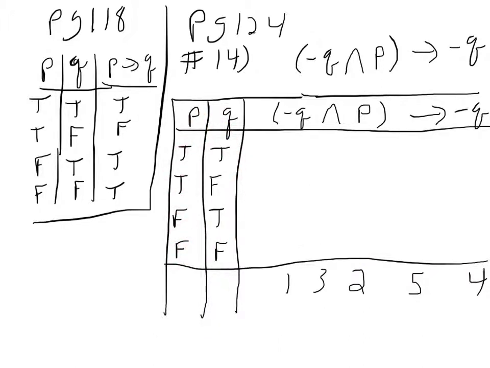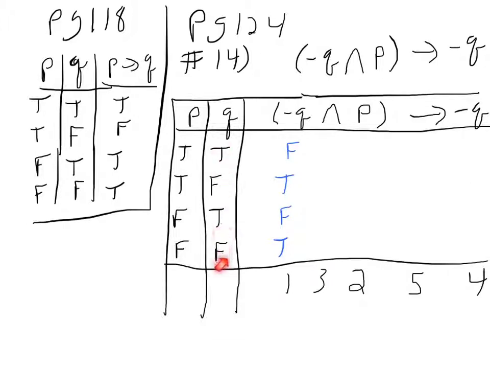And now, let's see, I'm going to do this column first, this column second, third, this column fourth, and then finally the answer. So I'm going to do this column first. Well, here's Q, and this is not Q. So they're just going to be opposites. And so I'm going to have false, true, false, true.